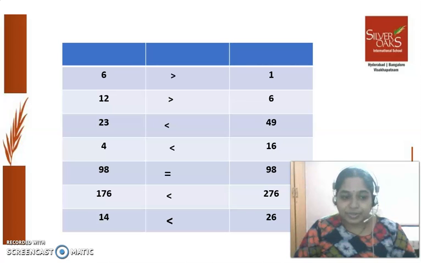Very good. So now you can also compare the numbers which is greater and lesser.